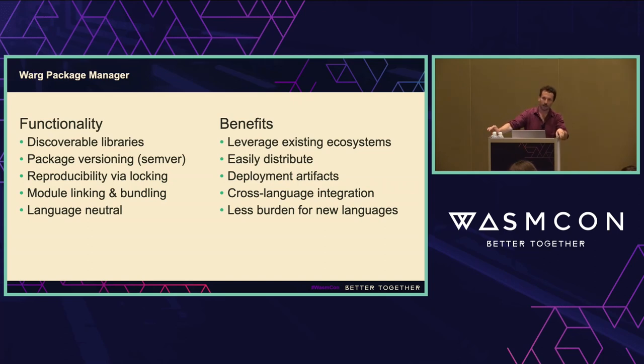Module linking and bundling, so that we have one large executable that is created from all of the dependencies that are referenced in the registry, and then also language neutrality, because again, all of these packages might have been created from distinct languages. And so the benefits are getting to leverage existing ecosystems, which I was talking about before, only again, cross-language this time, things being much easier to distribute, and making it easy to generate deployment artifacts.